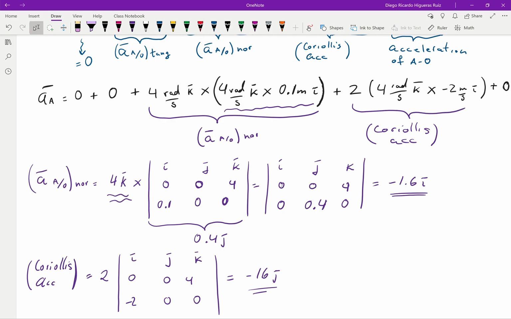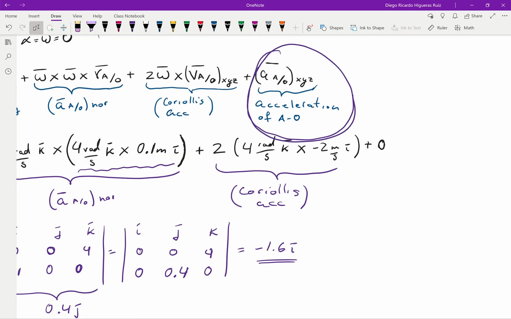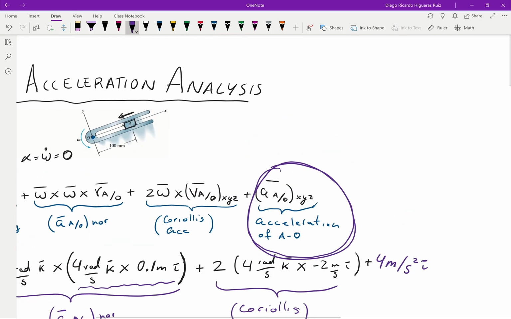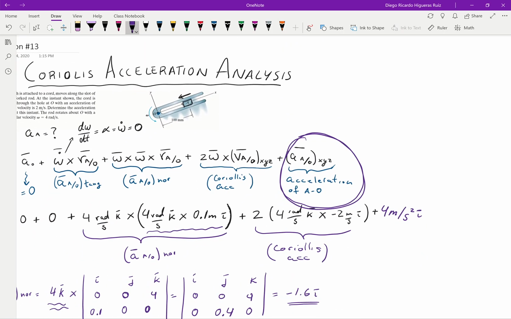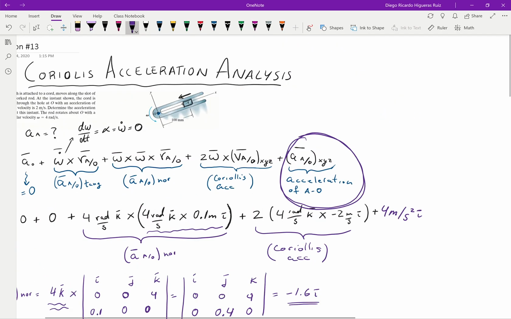All right, I think something wasn't quite right. This term right here, the acceleration of A with respect to O, it's actually given in the problem, so it's not equal to 0. It's equal to 4 meters per second squared in the i, but also pointing towards 0, so it's gonna be opposite. It's gonna be negative.